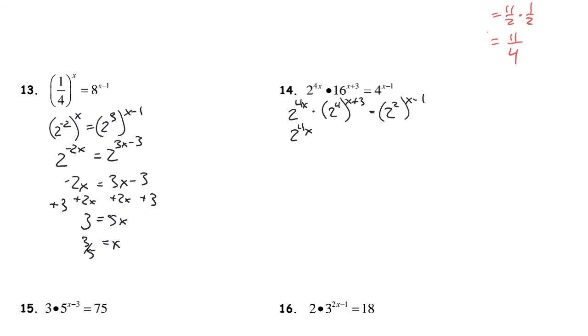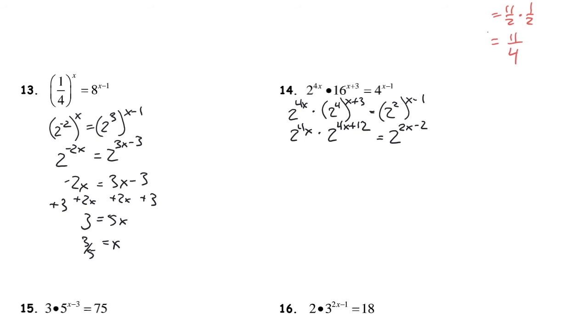So 2 to the 4x multiplied by 2 to the, remember I have to distribute, 4x plus 12. It's 4 times x plus 3, so I have to distribute it. On the right-hand side, same thing. This will be 2 to the, I have to distribute that, 2x minus 2.